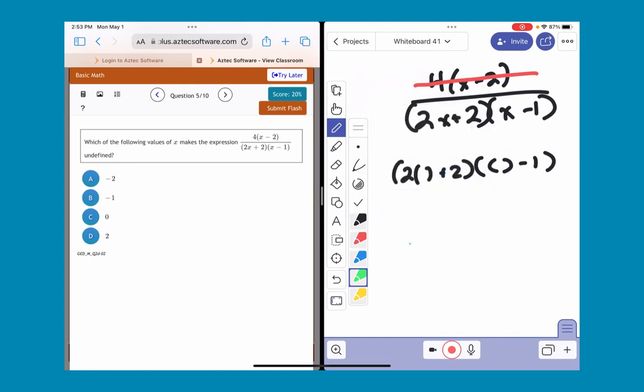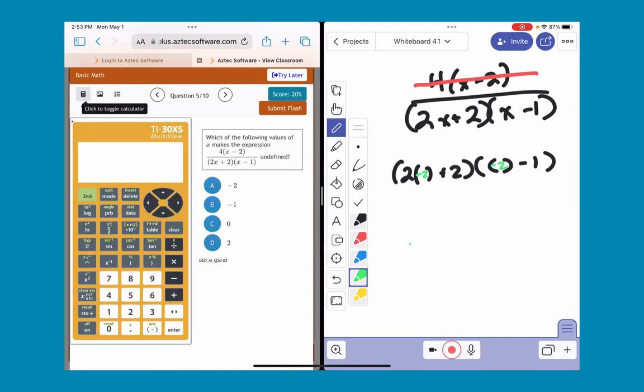For example, if I put a -2 where the x goes on both of those, would it give me a 0? So we're going to try that with our calculator. So 2, -2, plus 2, multiplied by -2 minus 1. It gives us 6.